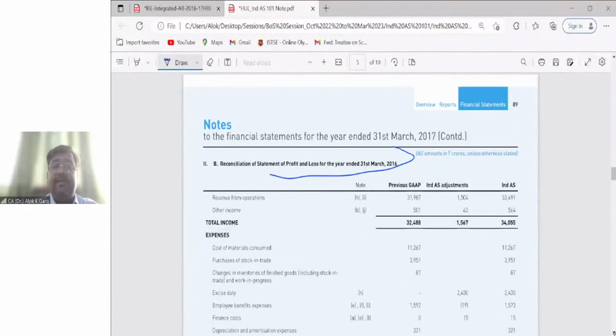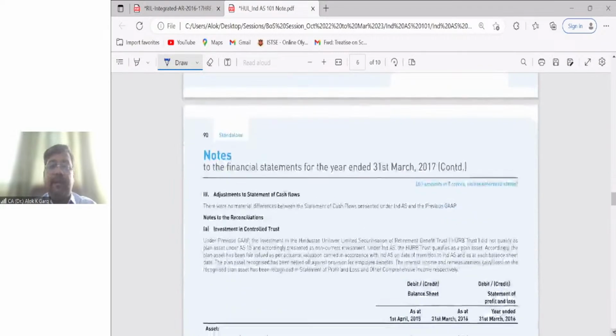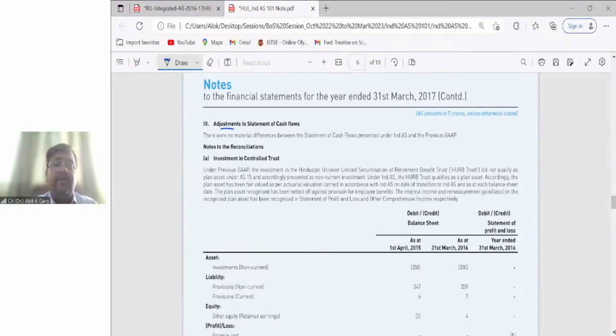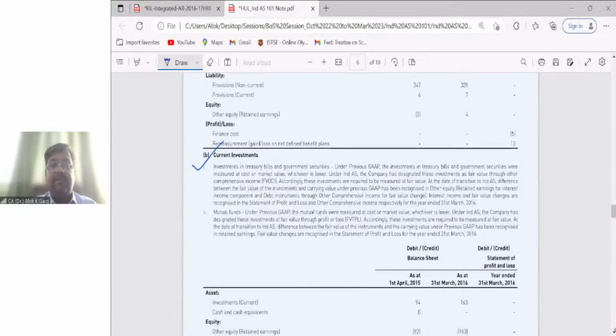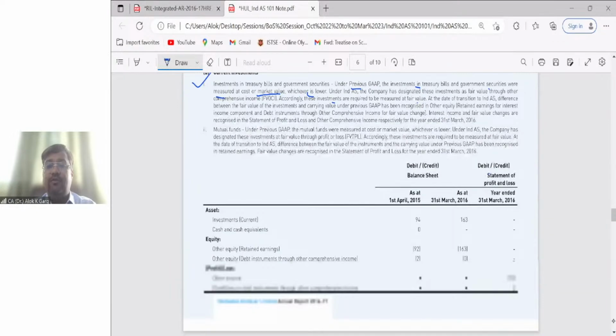Then there is a P&L reconciliation for the last year, comparative year: previous GAAP, Ind AS adjustments and Ind AS. And they have given the adjustment to statement of cash flow and they have written there were no material differences between the statement of cash flow presented under Ind AS and previous GAAP. And then they have given the notes to the reconciliation. And for every difference, they have given the detailed explanation. For example, this current investment. So they have written that under previous GAAP, the investment in treasury bills and government securities were measured at cost or market value, whichever is lower. Under Ind AS, the company has designated these investments at fair value through OCI. Accordingly, these investments are required to be measured at fair value, right?